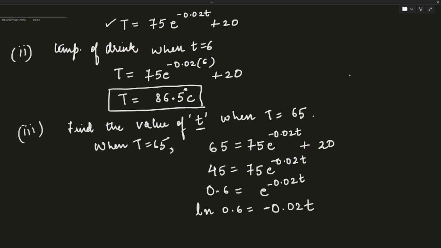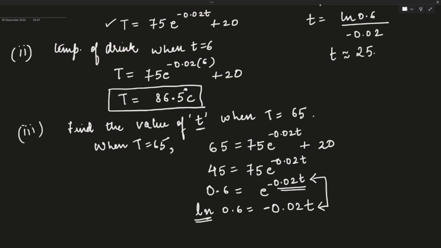So this is how we have taken ln of both sides, so that you can directly write the exponent over here, because ln of e to the power of minus 0.02 t, to the base of e, is just the exponent. So what we'll do here is find the value of t. So the value of t is ln of 0.6 upon minus 0.02. So this value will approximately be equal to 25.5.